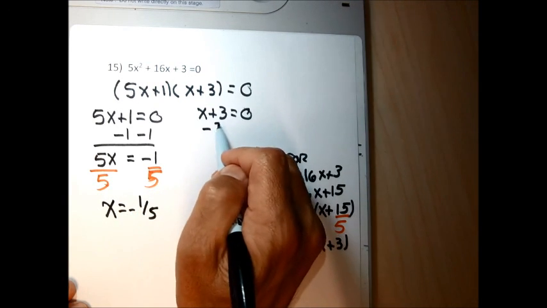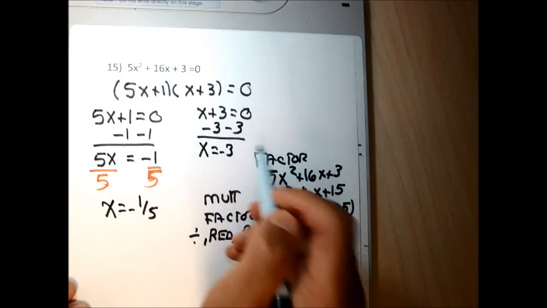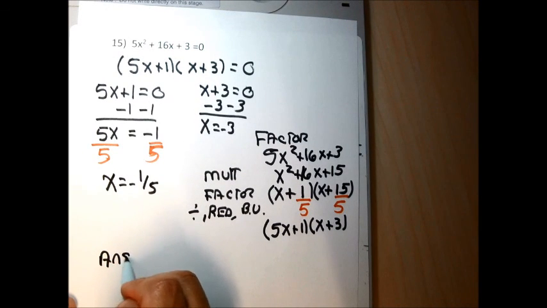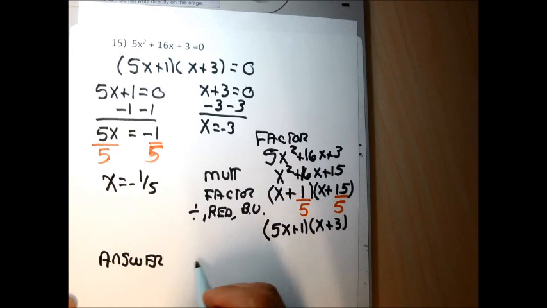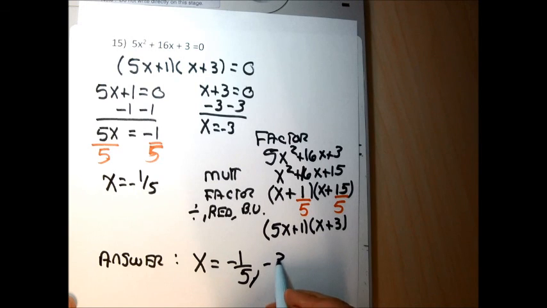For the x plus 3, I'm going to minus 3 from both sides and get x equal to minus 3. So for my answer to number 15, doesn't matter the order, but I'm going to write x equal to negative 1/5 and negative 3.